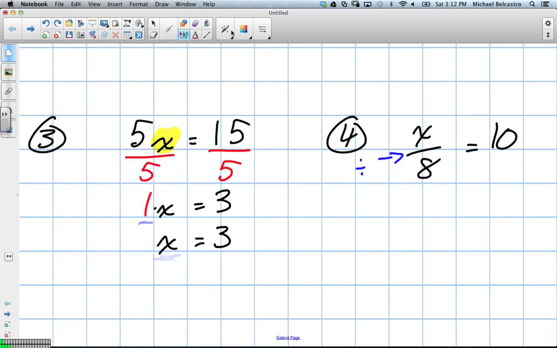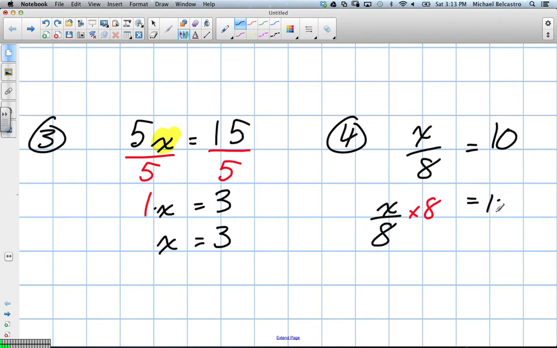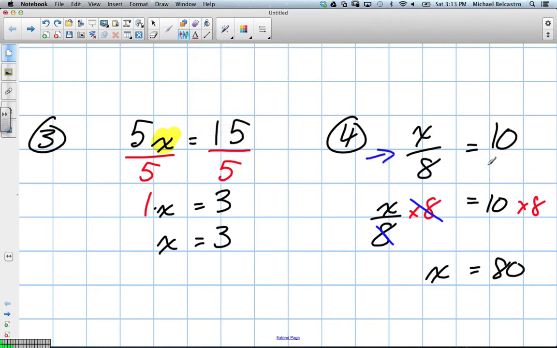So what's the opposite operation of division? Multiplication. So we need to take x divided by 8, and we need to multiply by 8. And then on the other side of the equation, we need to multiply by 8. Now over here, what's going to happen? They're going to create what value? X. Yeah, just x, or technically 1x, but it'll just be x. And what is 10 times 8? 80. That makes sense because 80 divided by 8 is 10.